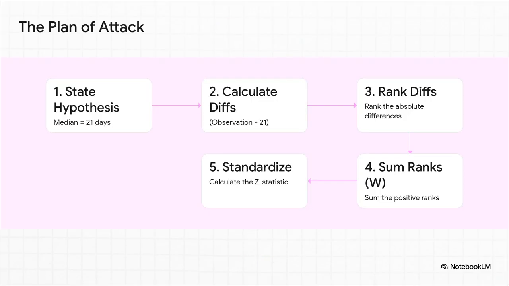And here is that recipe, our plan of attack. It's just 5 simple steps. We'll state our hypothesis, find the differences from that number, rank those differences, add up the positive ones, and then standardize the whole thing. Let's walk through it.